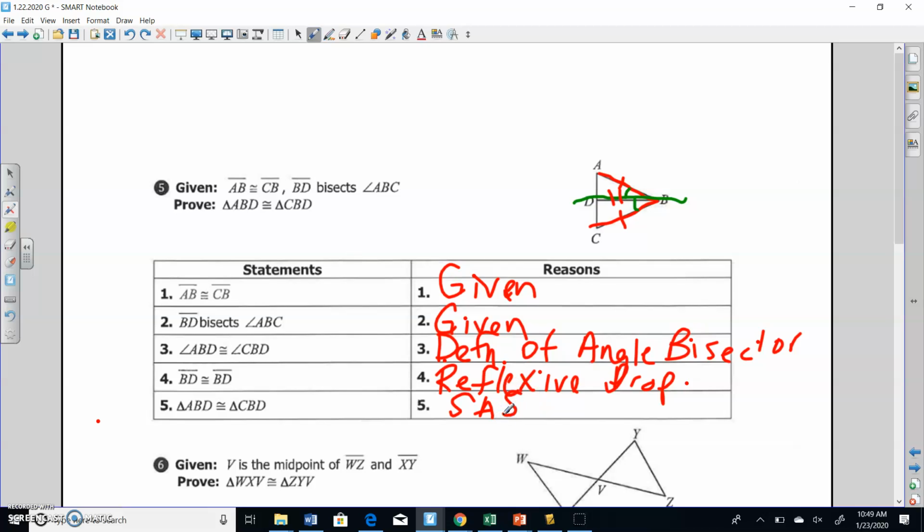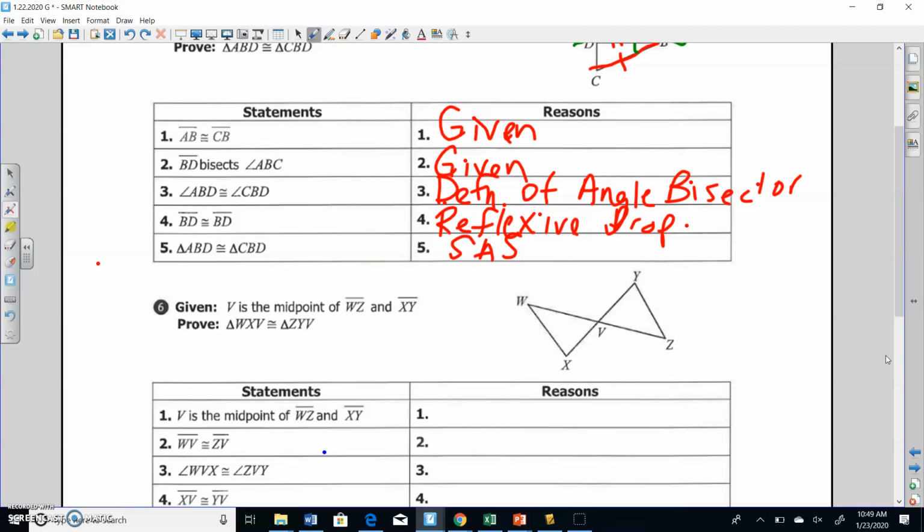Hadley, you all right? Okay. Make sure you're writing this down. Any questions on this? All right, let's move to the next one.